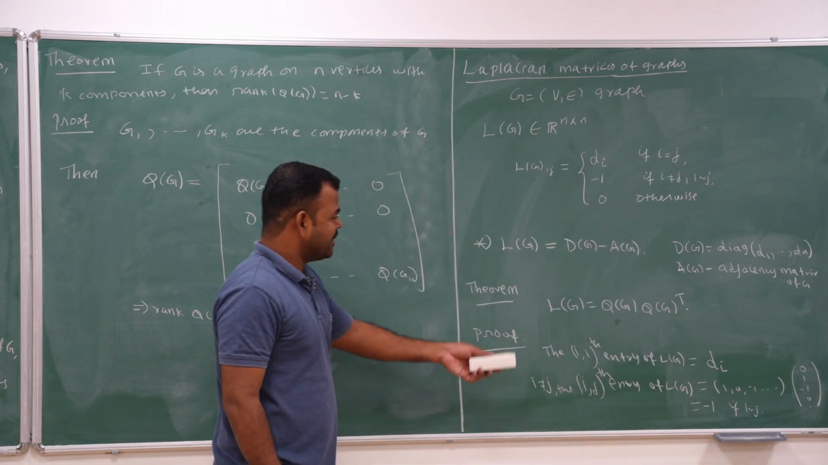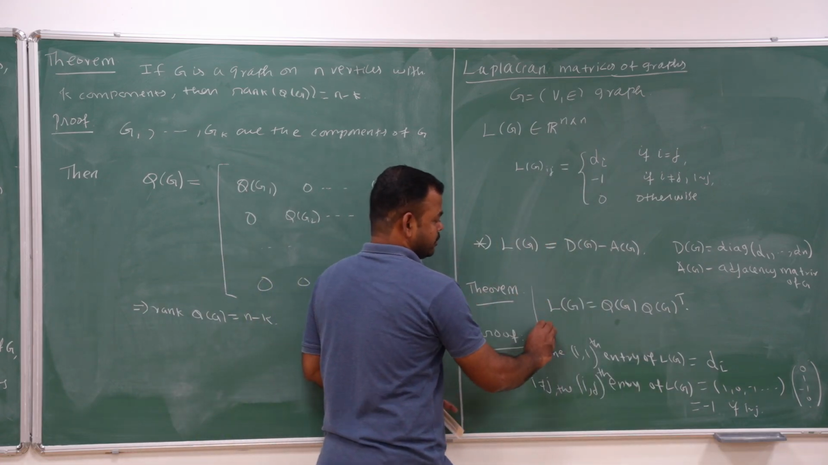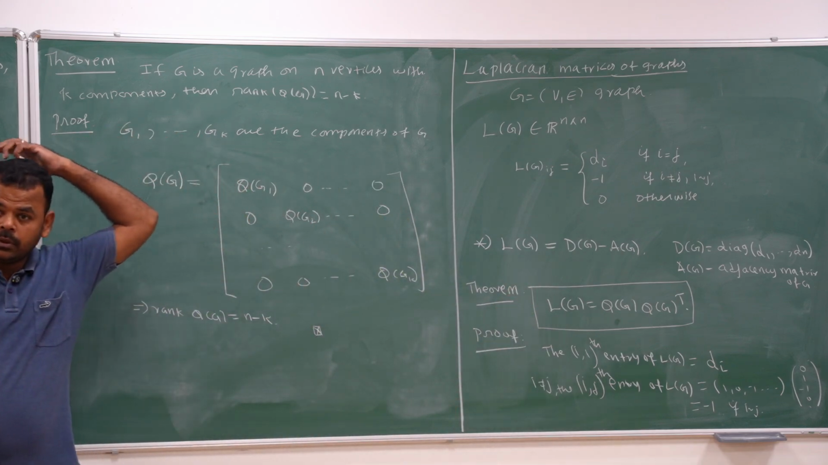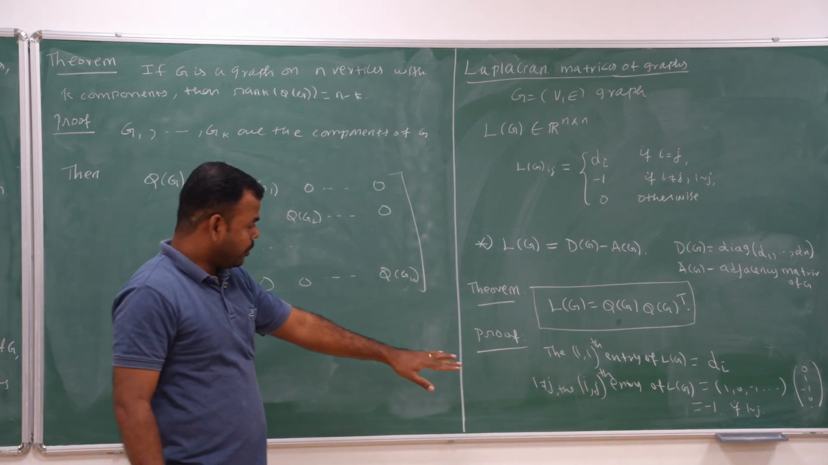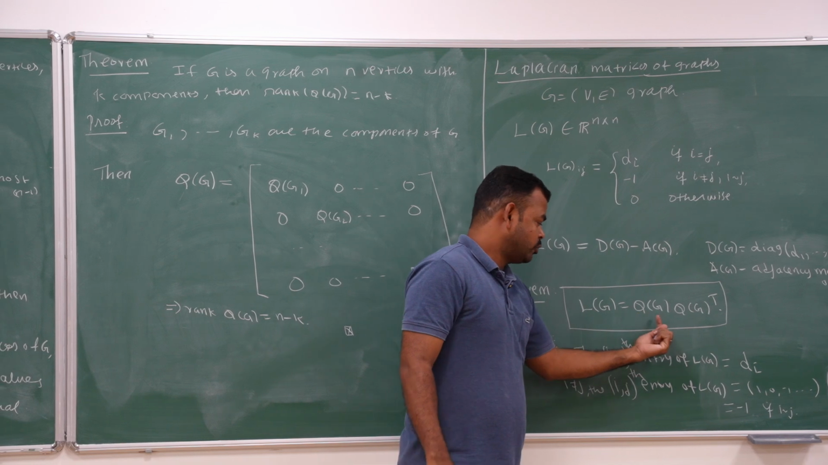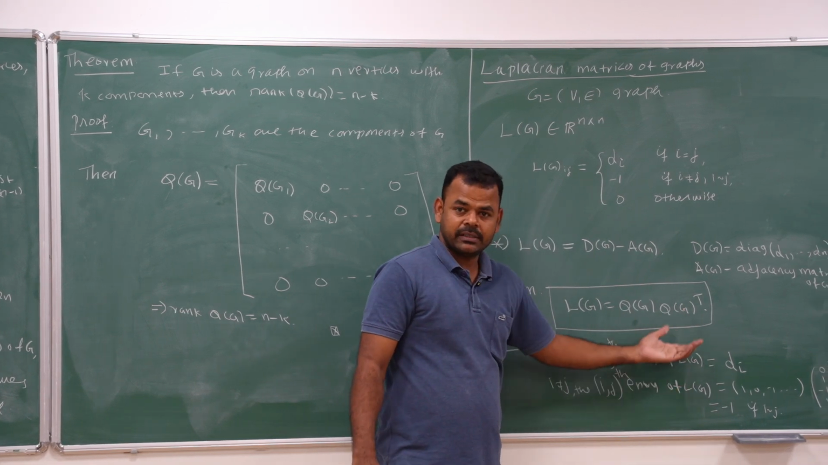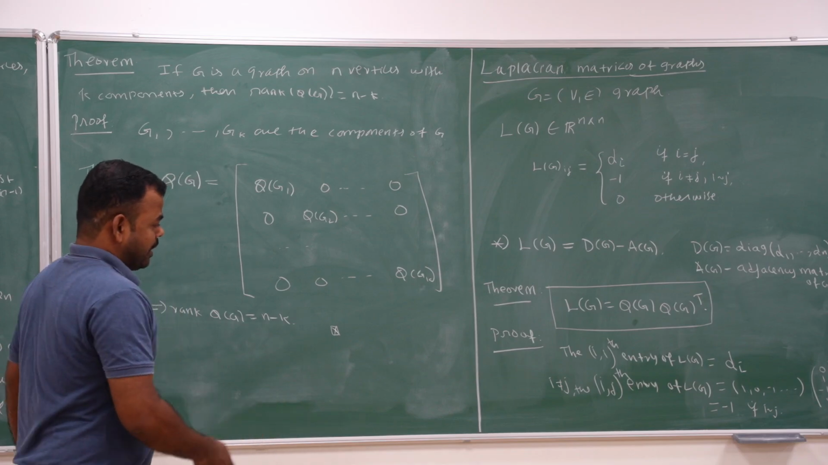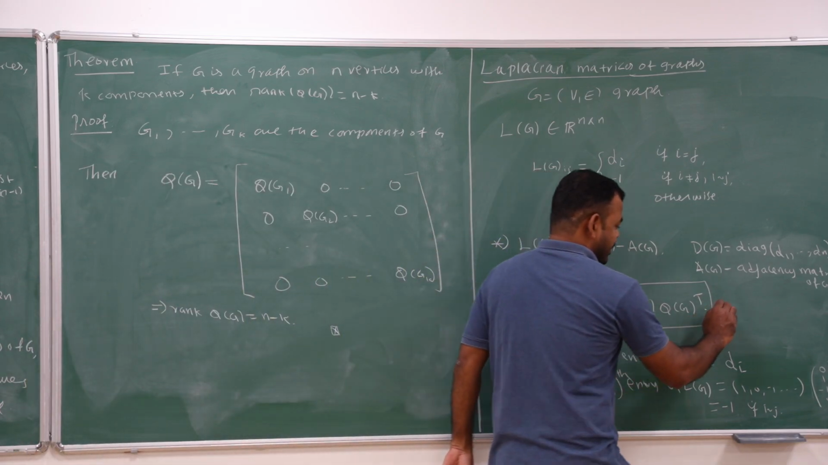What is the advantage of having this type of representation, this formula? Positive semi-definite. The moment you write a matrix as a product of two matrices of the form B times B transpose, you get that it's a positive semi-definite matrix. So that is one observation: this Laplacian is a positive semi-definite matrix.